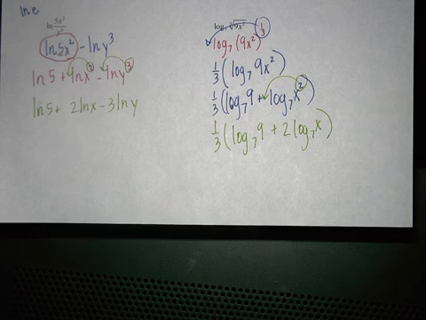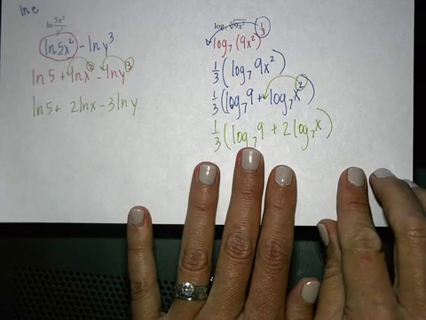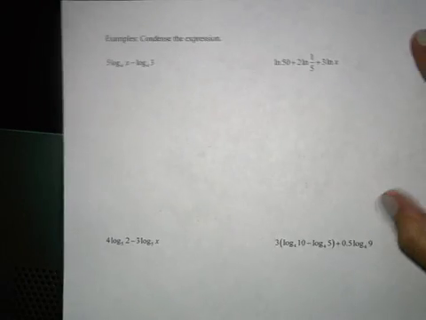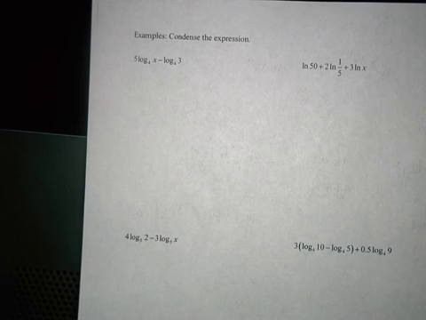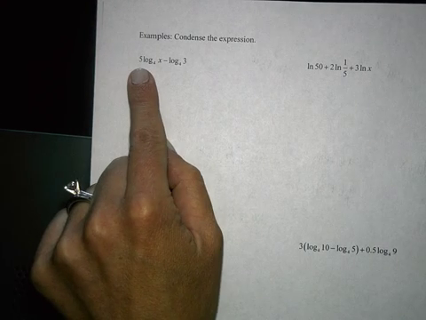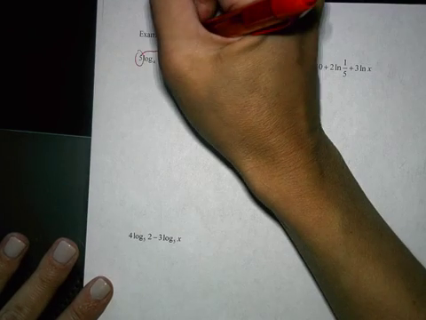Okay, so now we're going to move to the back where we are going to be condensing. And more often you condense than expand. Okay? So we're basically working backwards from what we just did. So anytime you notice a number in front, what are you going to do with that? You're going to end up making it an exponent.